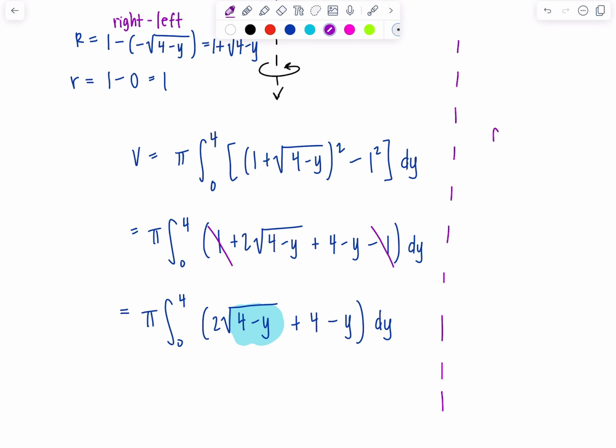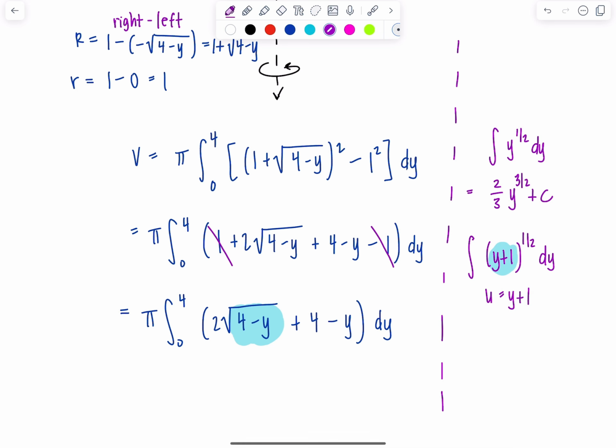So we know if you have the integral of y to the 1/2 dy, how would you find that antiderivative? You go, oh, it's y to the 3/2 divided by the new exponent plus c, right? If I switched it up and it was y plus 1 to the 1/2 dy, does that change anything? No. I mean, if you wanted to u sub, fine. U equals y plus 1, du is dy.